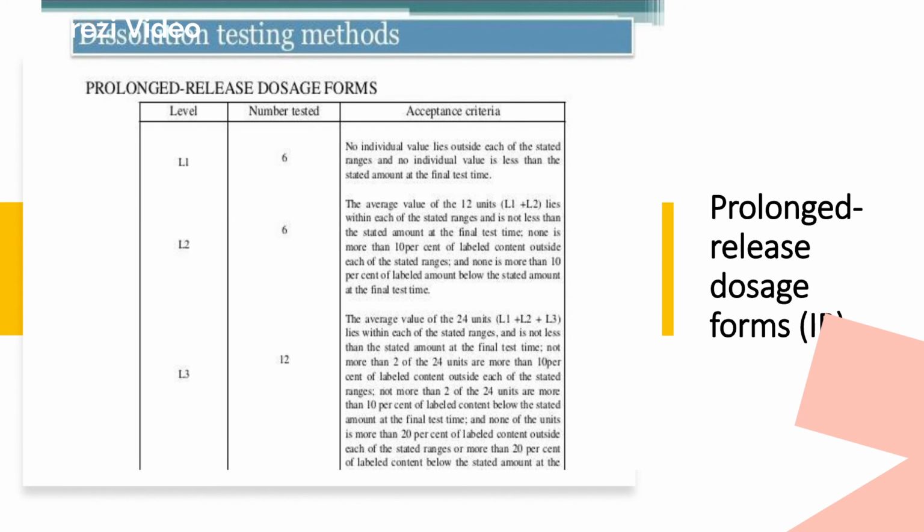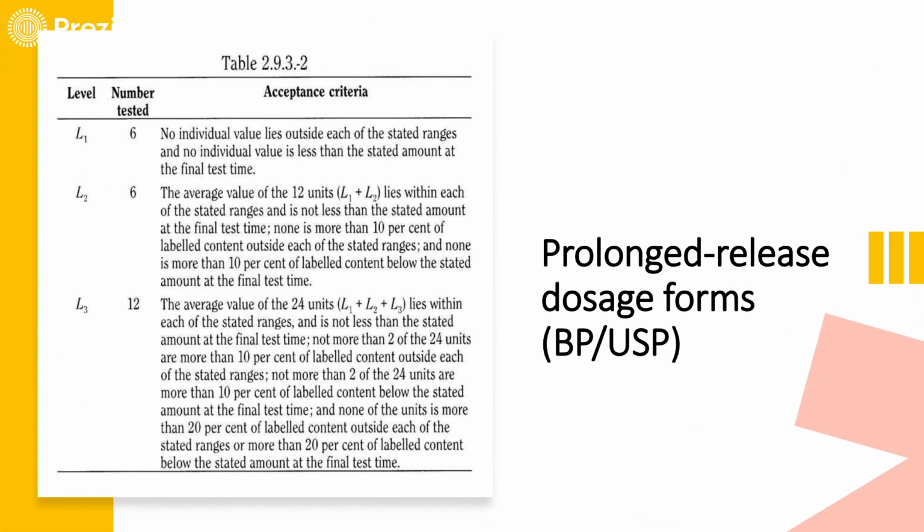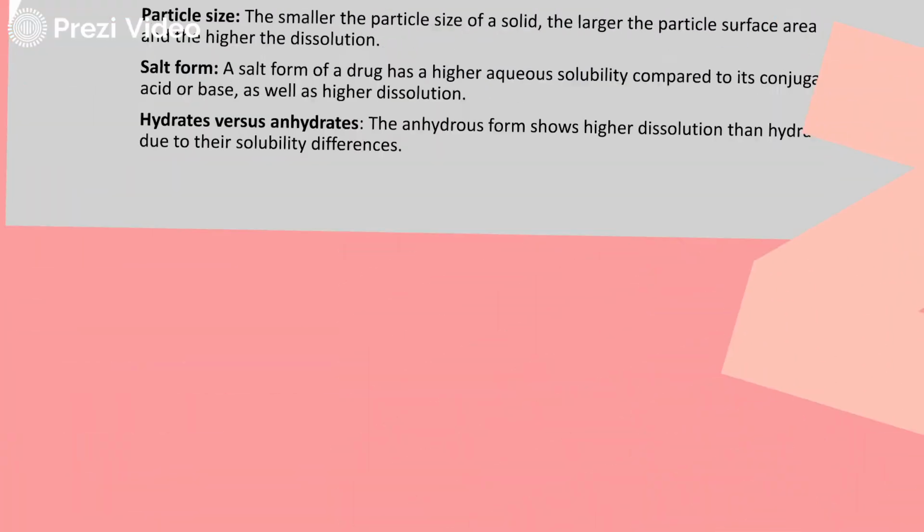But generally for the uncoated immediate release dosage forms, the tests are very simple and the criteria are simple. As you move ahead to the modified release dosage forms, the prolonged release, the criteria become more stringent and the set of conditions is different. You can see the levels specified for the prolonged release dosage forms comply with the Indian Pharmacopoeia, BP and USP as well.